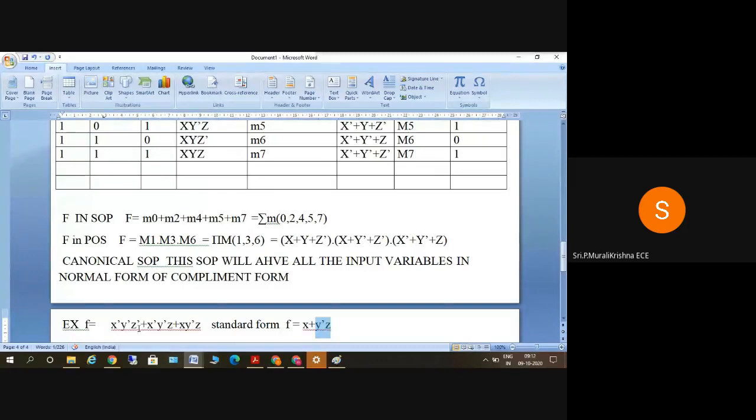Okay. So got the point. Just a simple definition: standard sum of products is a normal equation where 1 or 2 literals may be missing, or it has all the literals, anything is fine. That is called the standard form. If it has all the literals, in normal form or complement form, it is called canonical form. Clear?